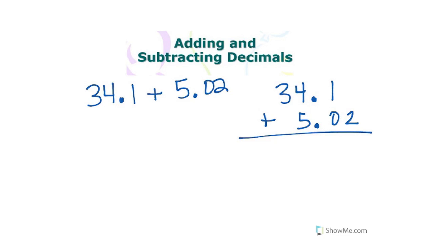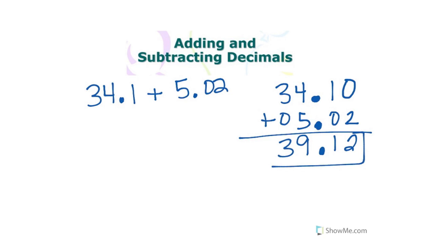All right, what I'm going to do here is add a 0 as a placeholder. It is not going to change the value. It's only going to change the way it looks. All right, let's go ahead and add. Line up the dot, give it all you got. 4 plus 5 is 9, and 3 plus 0 is 3. So my answer is 39 and 12/100.